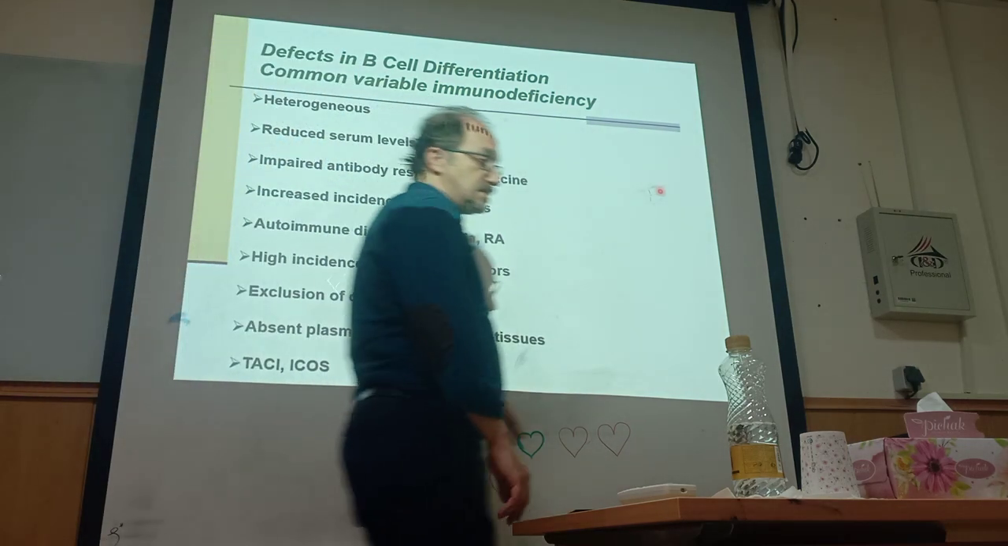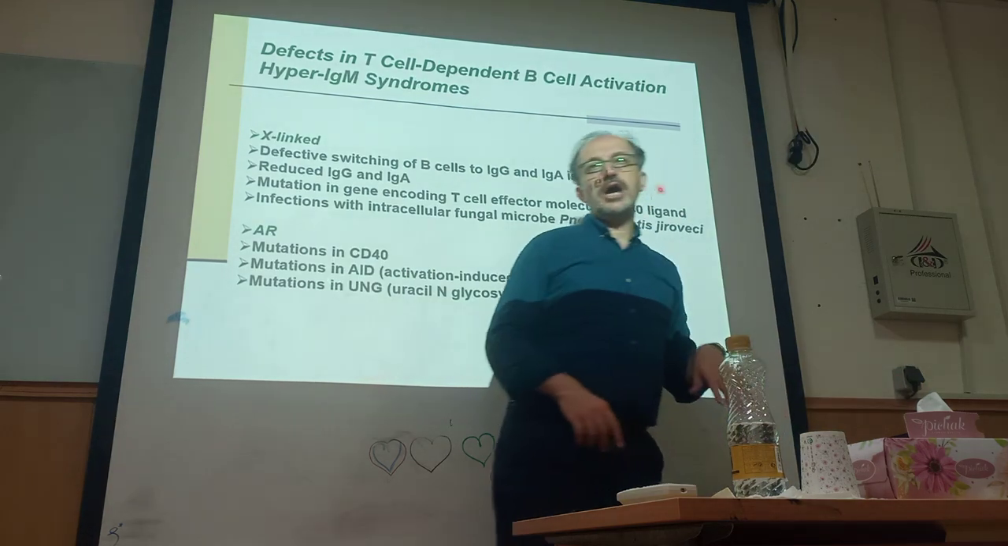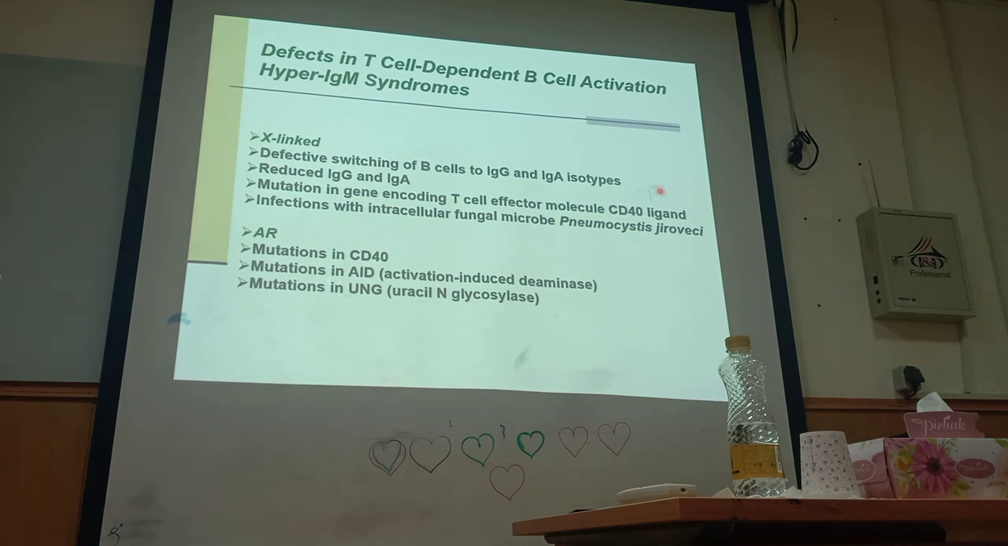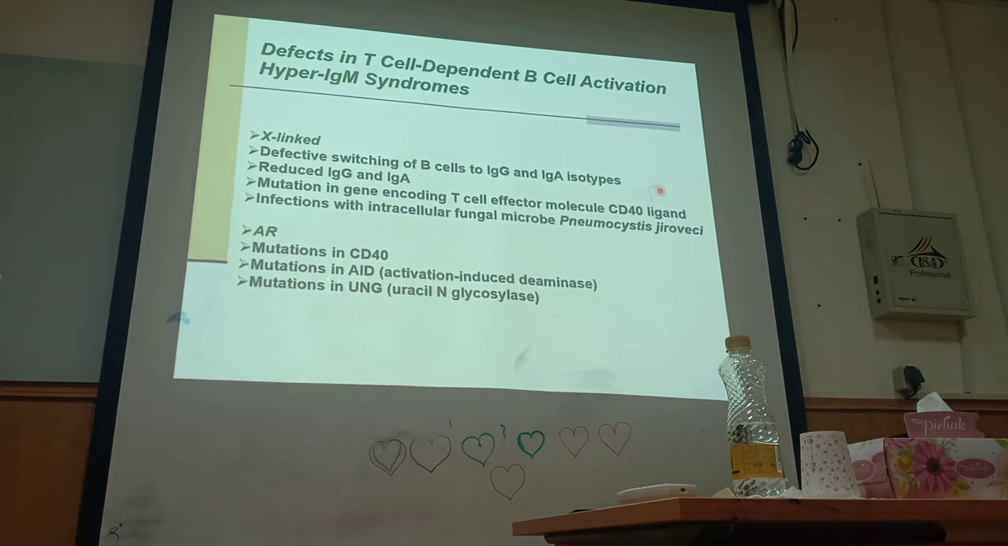And the last group of disease in antibody deficiency is hyper-IgM syndrome. The term is not very accurate because the name should be changed to immunoglobulin class switch recombination deficiency. We need class switching from IgM to IgG and IgA. If we have the defect in immunoglobulin class switch recombination, IgG and IgA should be low, but IgM should be high. That's why we mentioned hyper-IgM syndrome.